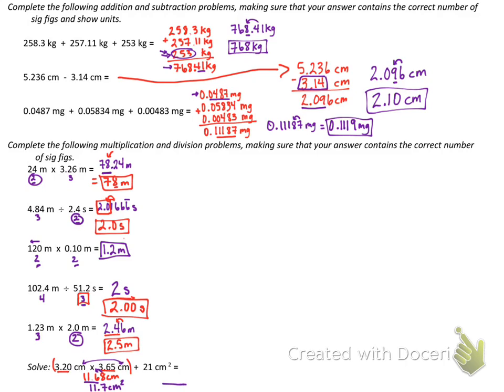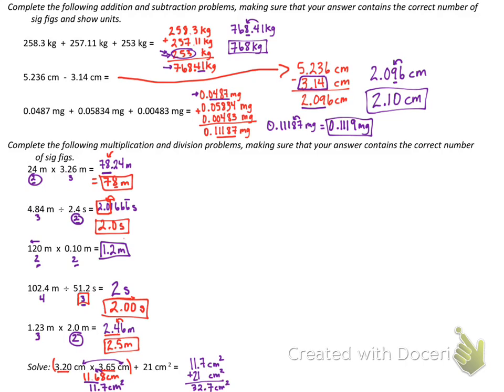Okay, so now I'm going to take 11.7 centimeters squared plus 21 centimeters squared. So now I see I'm going to have 32.7 centimeters squared.